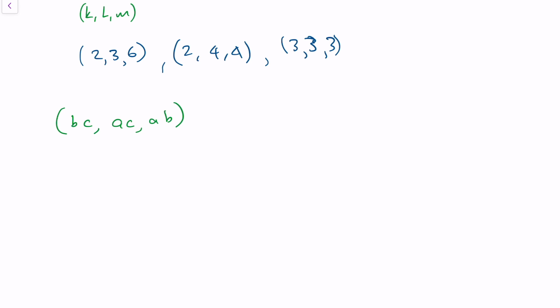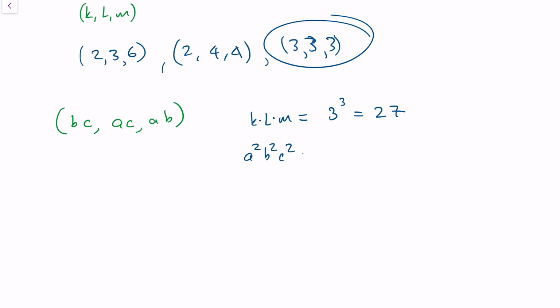So let's have a look at it. For example, if we look at K times L times M for this bracket here, we're going to have 3 cubed, which is equal to 27. Well, what is K times L times M? That's BC times AC times AB. In other words, we have A squared, B squared, C squared. That's equal to 27. ABC squared is equal to 27. This doesn't work, because if A, B, C are positive integers, we need a number that is a perfect square, right? So this solution doesn't work.